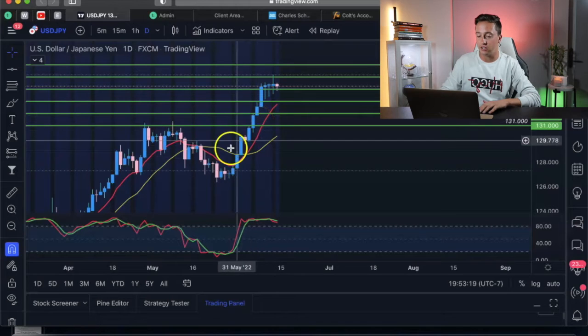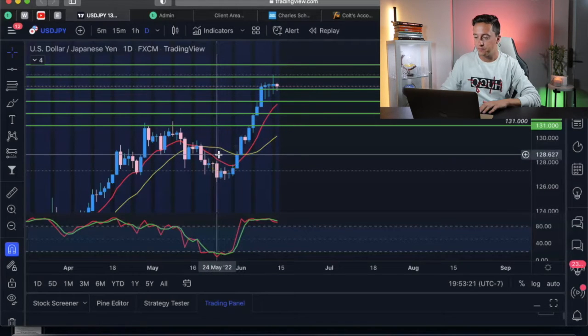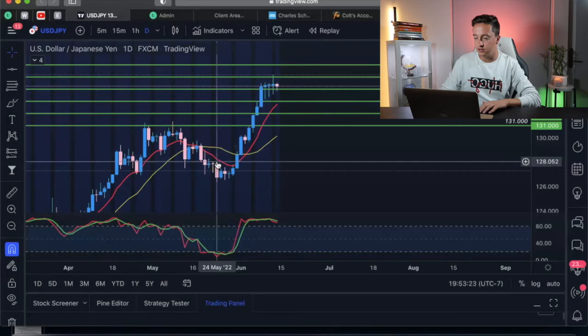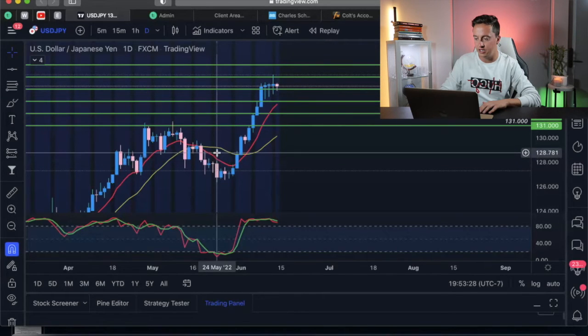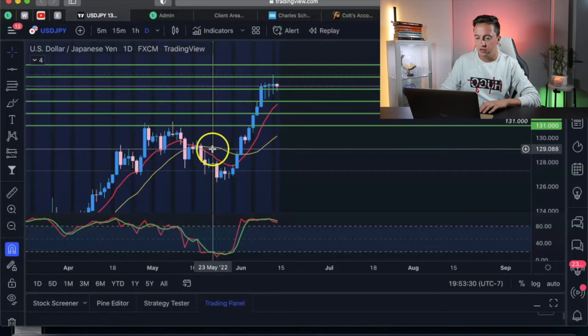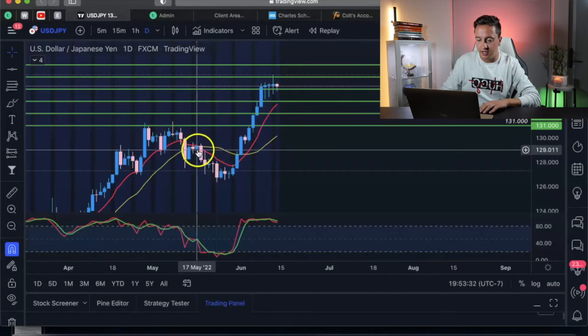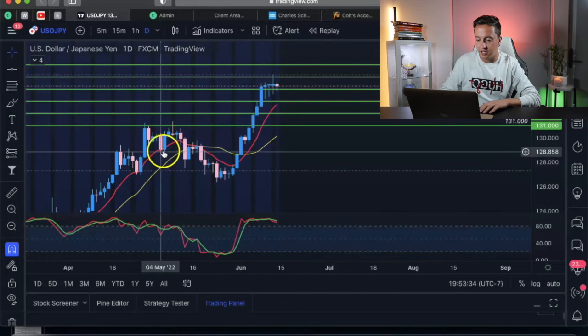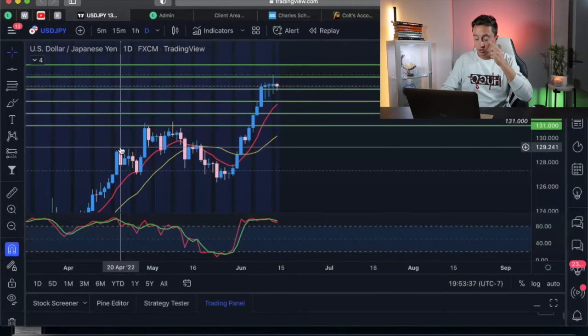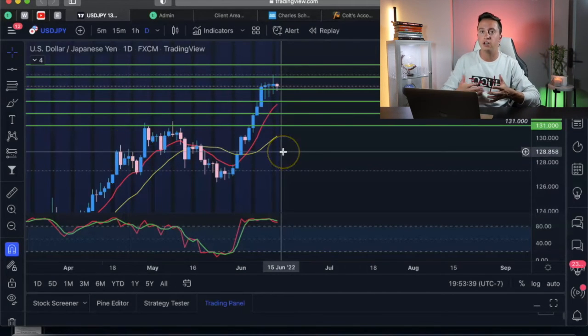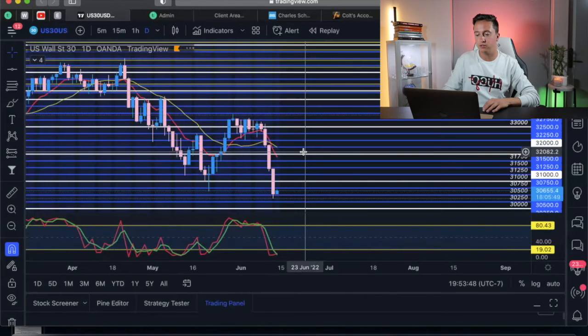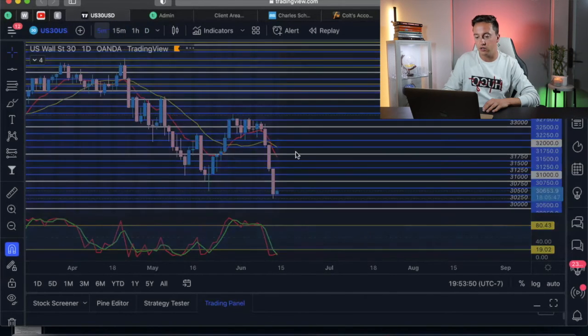So there's going to be all these other psychological levels too, like we have 130 right here, and then we have 129 right here. We can see that it hit the 129 right here, right here, and right here. So really what I want you guys to do is figure out how you're going to mark your psychological levels and see how they're adding up. But I want to show you guys a couple of examples on US 30. I was trading US 30 earlier today.